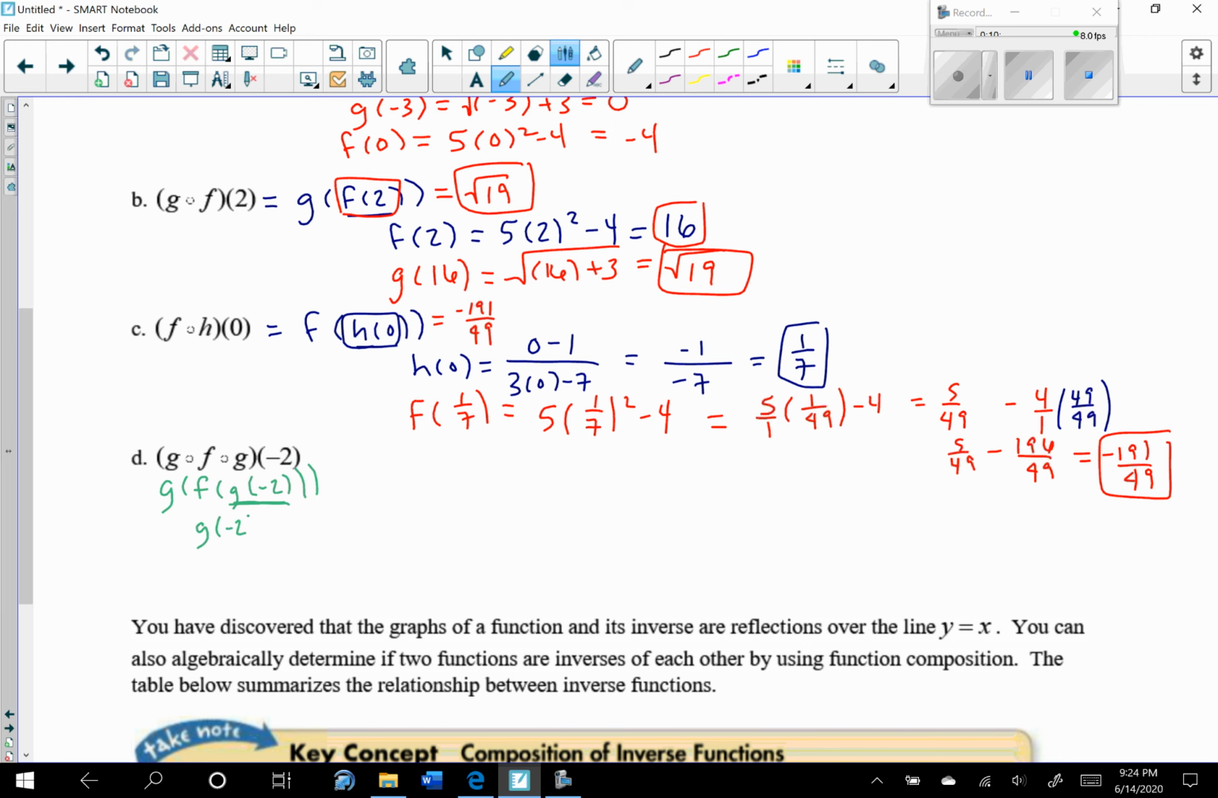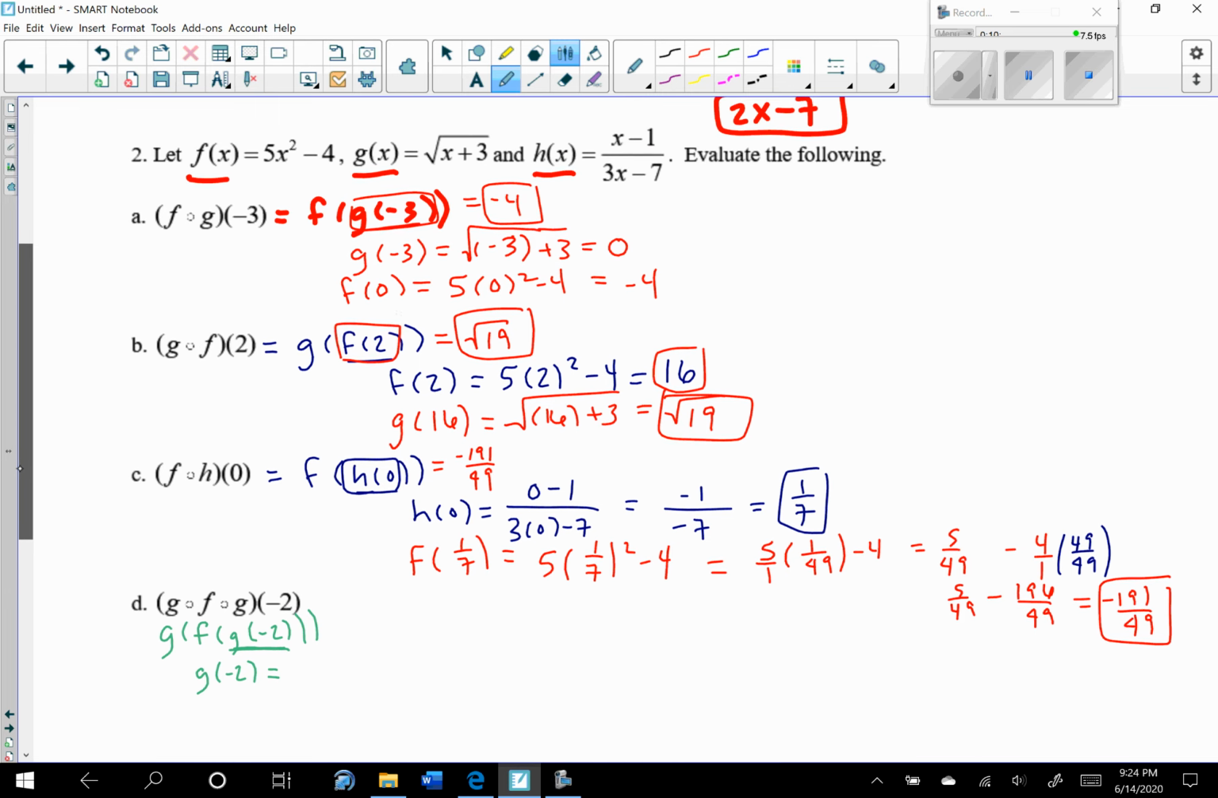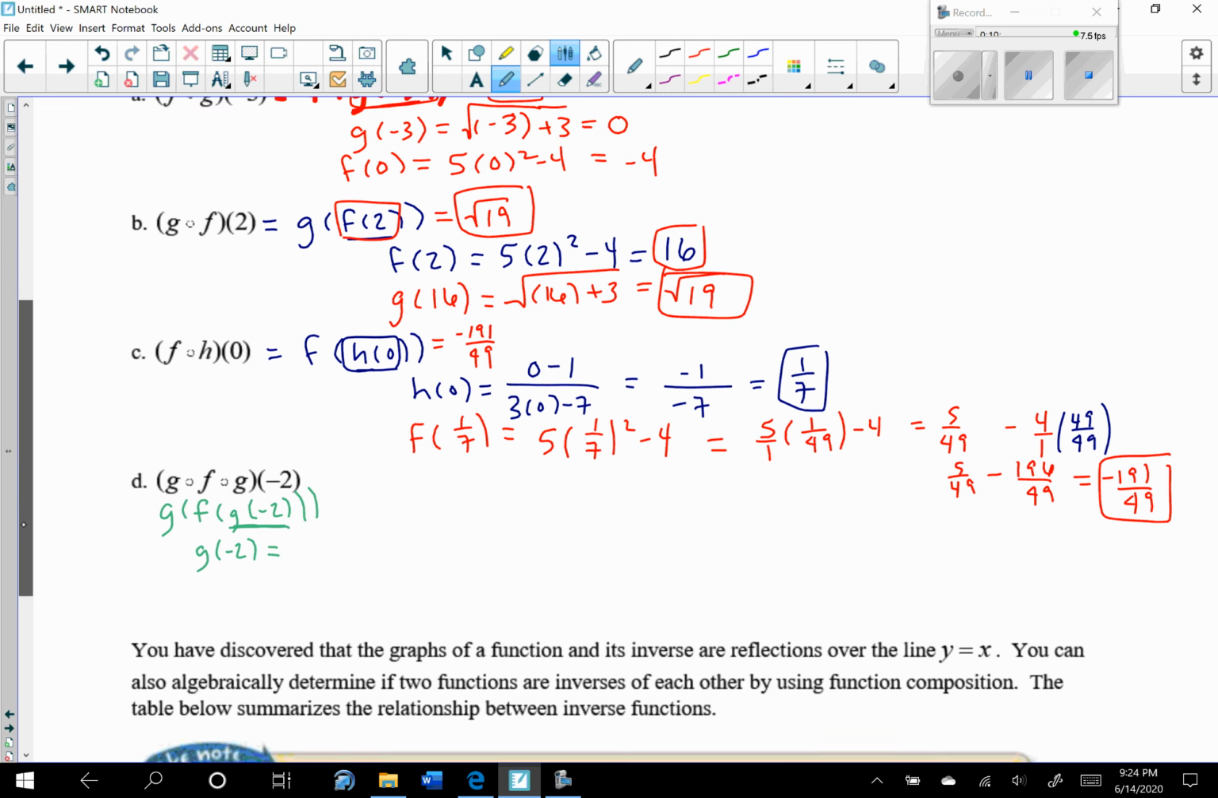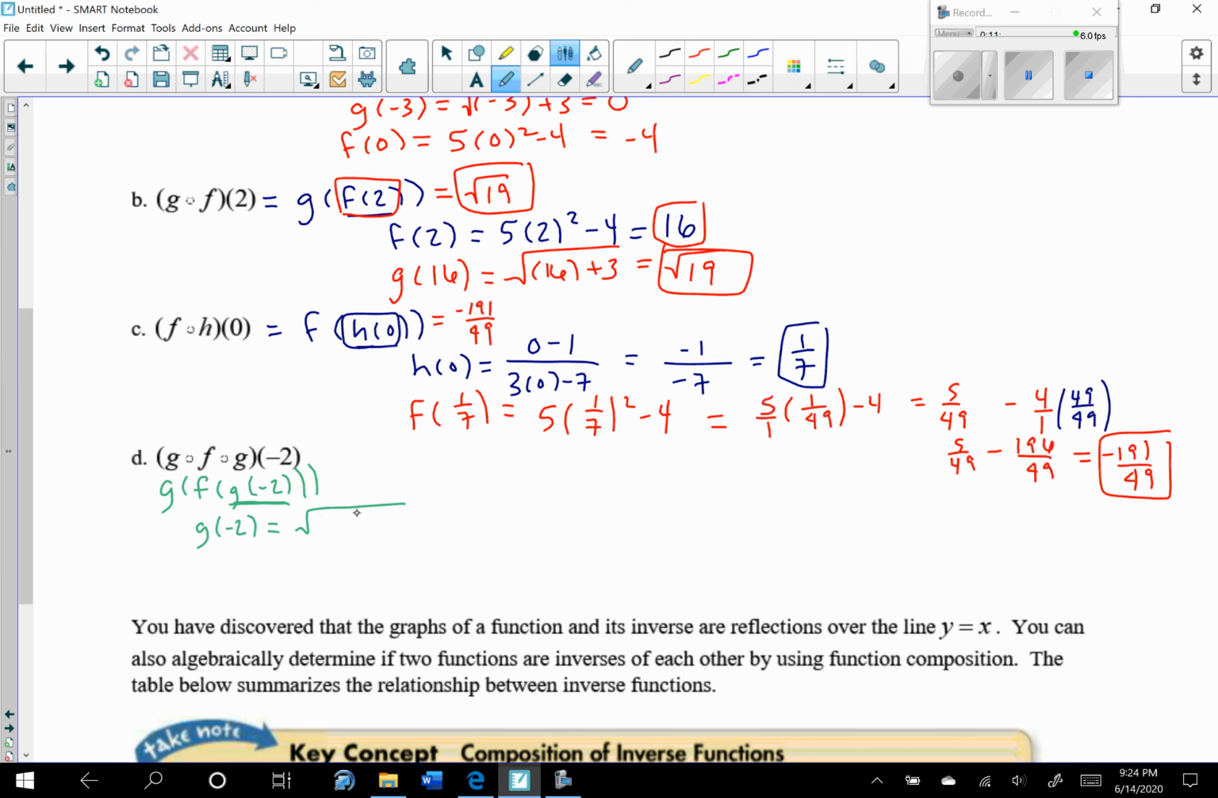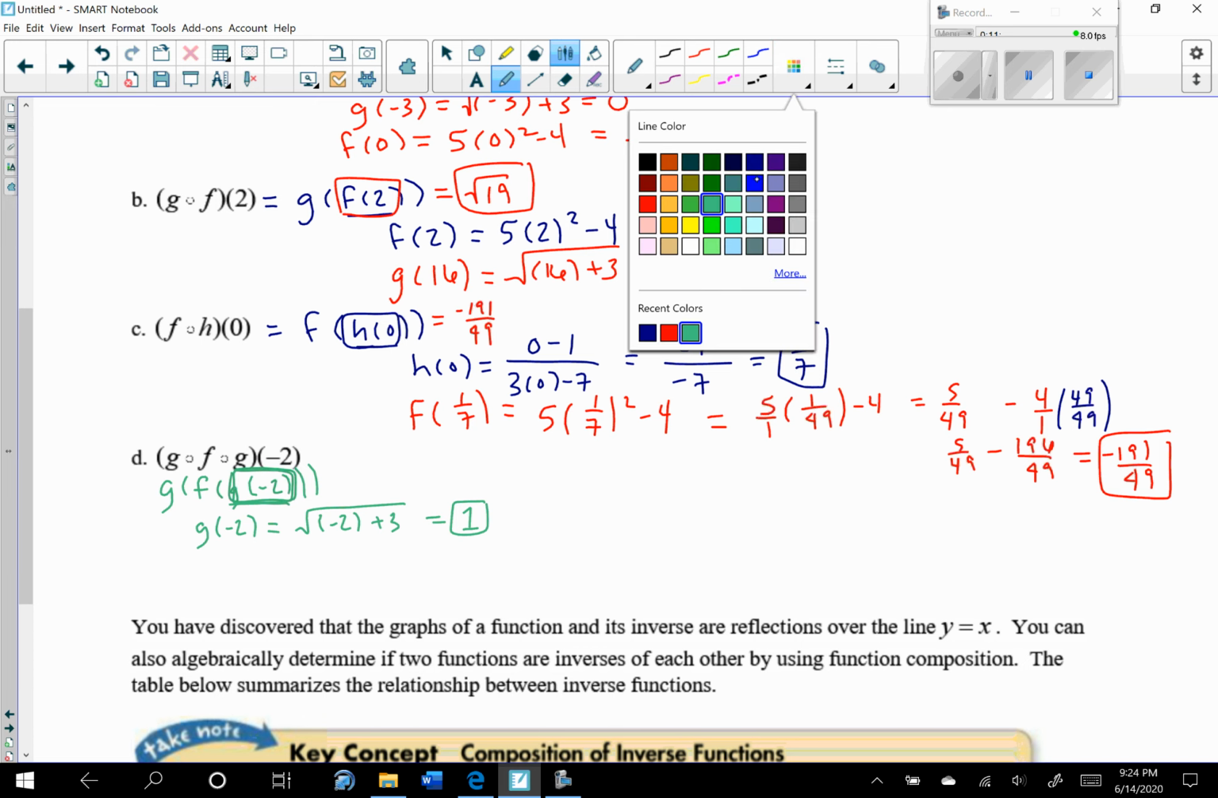G of negative 2 is equal to, so go back up here, the g function is root x plus 3. So root negative 2 plus 3. Negative 2 plus 3 is 1. The square root of 1 is 1. So now I take this answer and I'm plugging it into right here. So I'm taking that out. So that would give me g of f of 1.